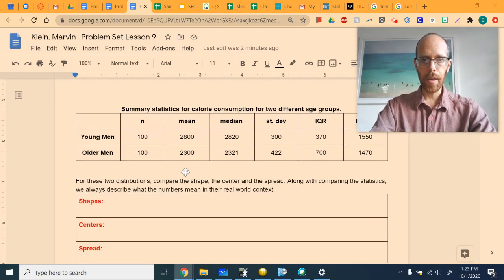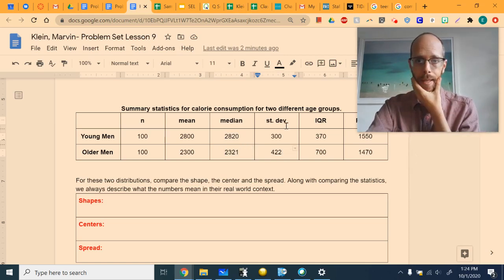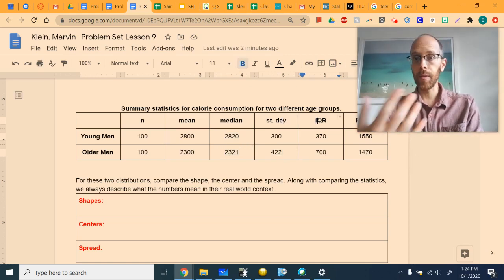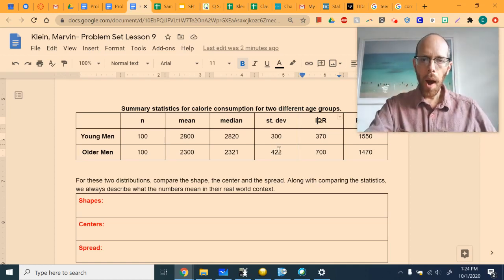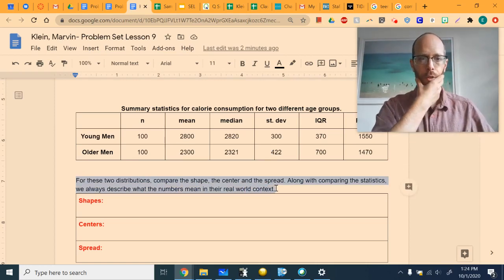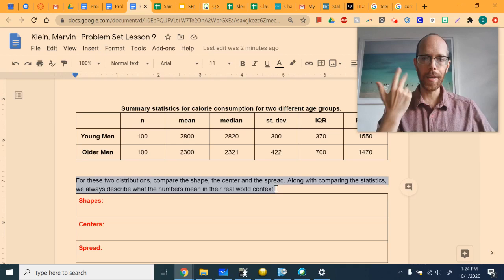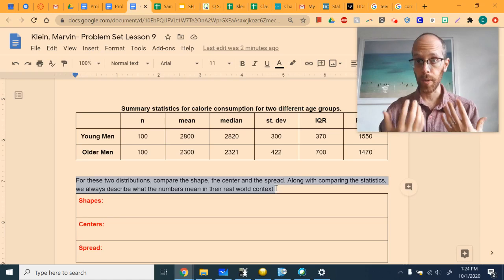And then let's come down here and confirm. Yeah, sure enough, the young men, their averages are larger than the old men. Their means are greater than the older men. And then, as predicted, the standard deviation and the IQR, those are your measures of spread. I know you don't know what the IQR is yet. We'll hit that soon. The older men are larger. So now we're asked to do this. This is kind of like the big skill for today. It says, for these distributions, compare the shape, the center, and the spread. Along with comparing the statistics, we always describe what the numbers mean in their real-world context.